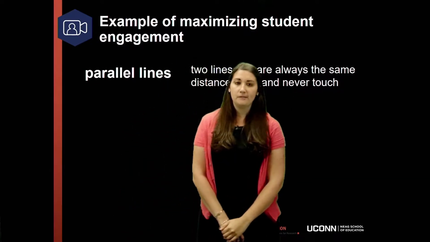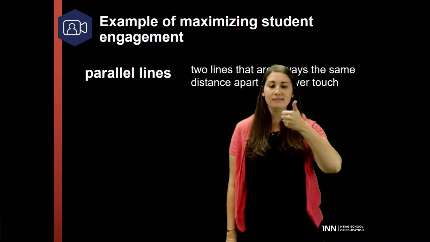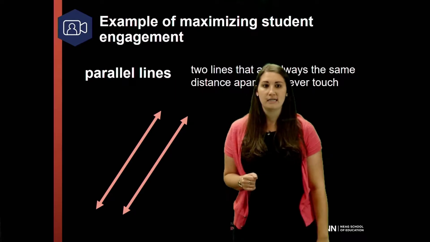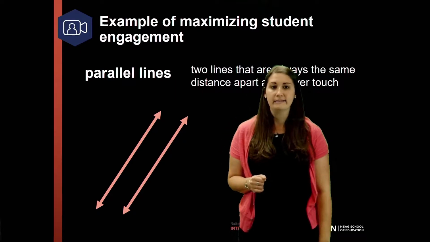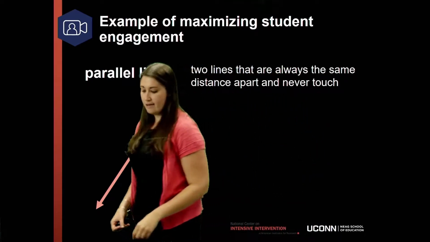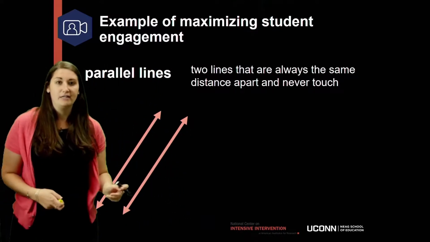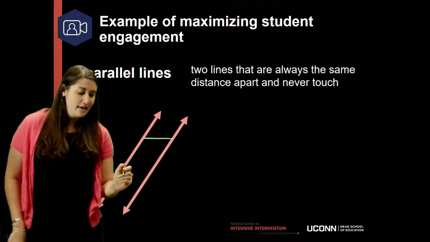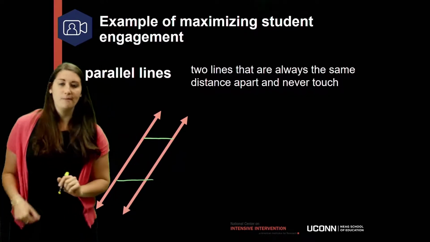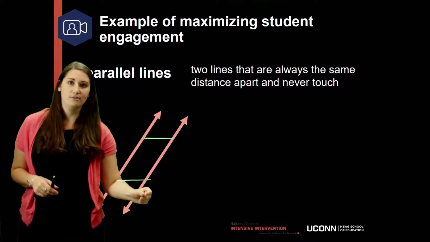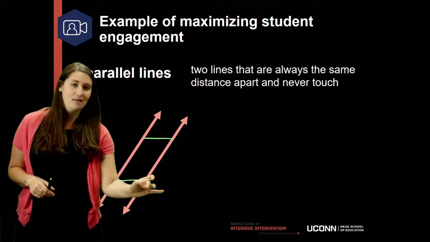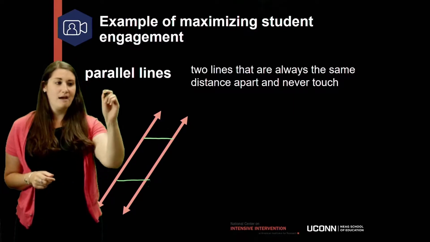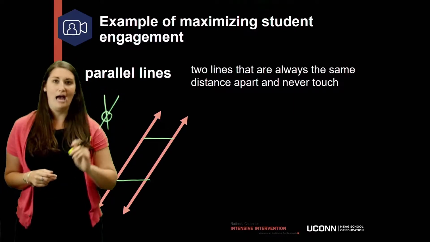Let's look at some examples and decide whether they are parallel lines or not parallel lines. Let's look at this one first. These are parallel lines because they are always the same distance apart and they never touch. So the distance from one line to the next here is the same as the distance from one line to the next there. And I drew that one a little too long, but you can see that those distances are the same and they never touch. They never come together and touch at a certain point.